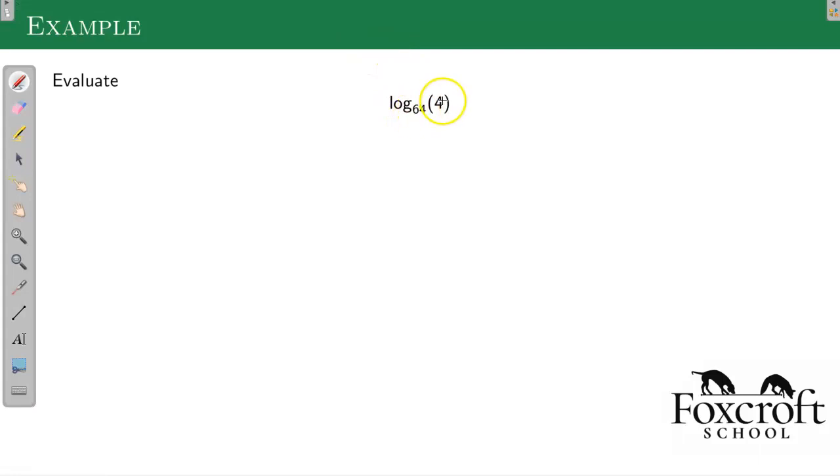Log base 64 of 4. All right, so 64 to the what equals 4. Again, going from this big number to the small number sometimes is hard. With enough practice, you can do it. But I like to think about, okay, 4 to the what is going to give me 64.